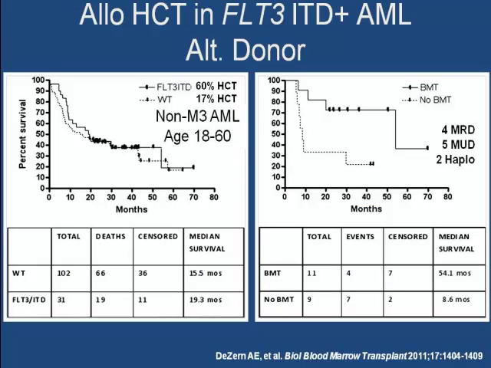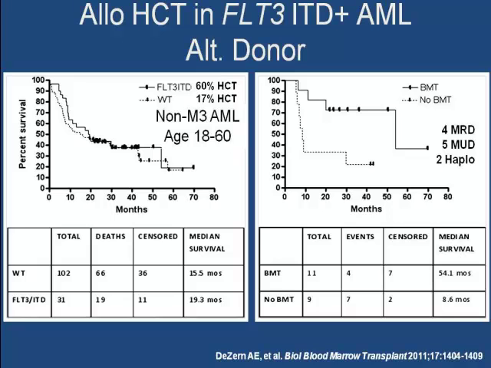There is very limited data looking at alternative donor transplantation for FLT3 ITD positive AML patients. This is a retrospective analysis from Johns Hopkins, in all of their non-M3 AML patients between the ages of 18 and 60 that were consecutively seen. There were 102 patients who were wild type for FLT3 and 31 patients who were FLT3 ITD positive. And again, just to emphasize, this was not just normal cytogenetic AML. These were all comers that were non-APL AML.